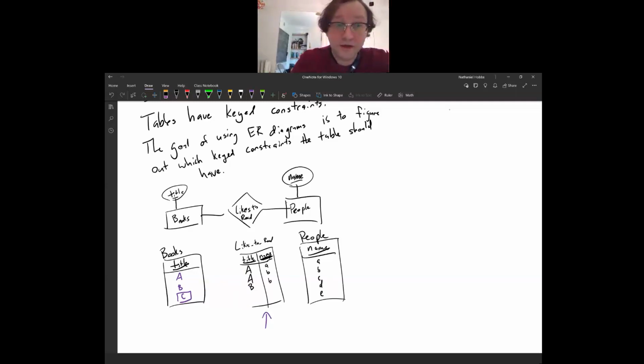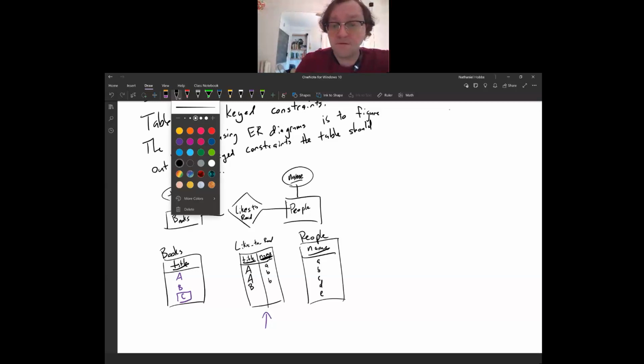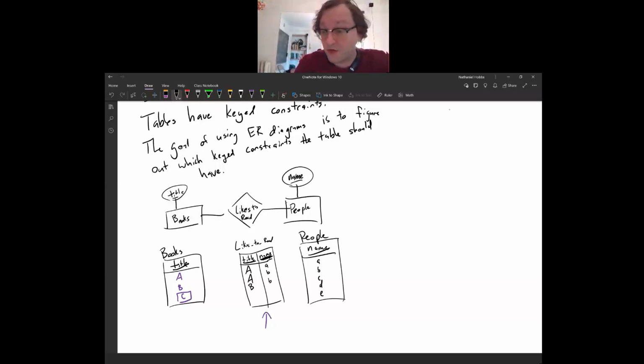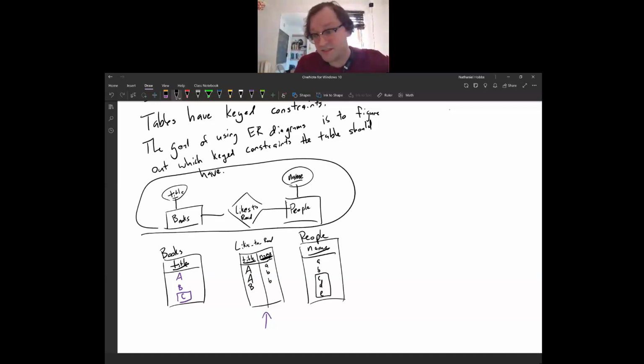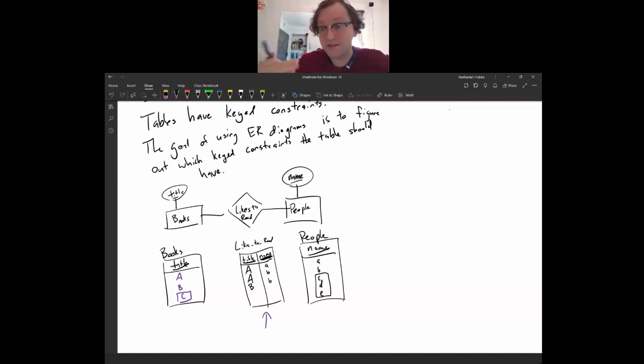And likewise, for people, that's unconstrained. So you could have an entity appear no times, like C, D, and E. These are people that apparently just don't like to read books. That's okay, according to this diagram, because it's an unconstrained participation.